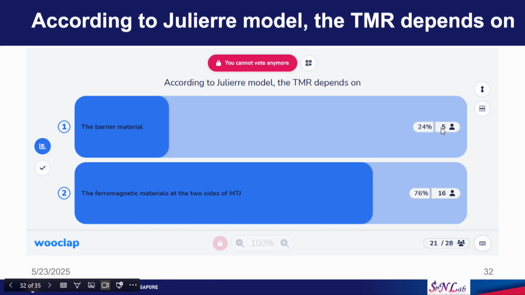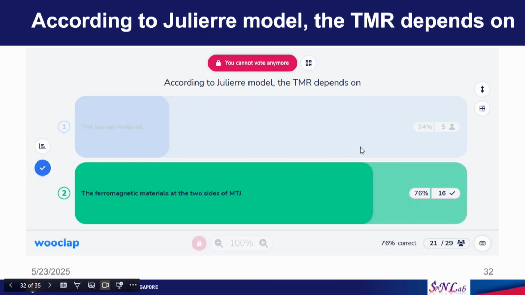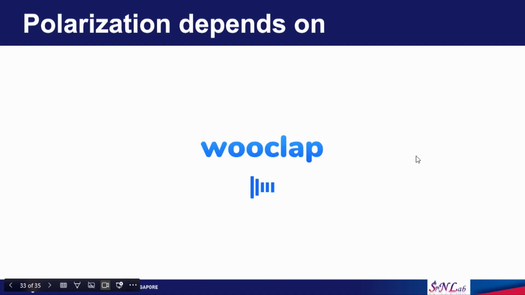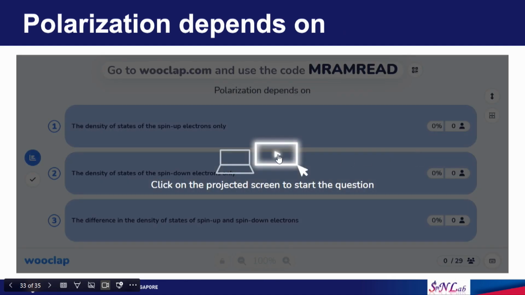Okay, these 5 are not following what I am talking about. I said many times that in the Julliere model the barrier is not considered, the TMR is decided only by the ferromagnetic layers at the two sides. It is a very simple question. Okay, next one.